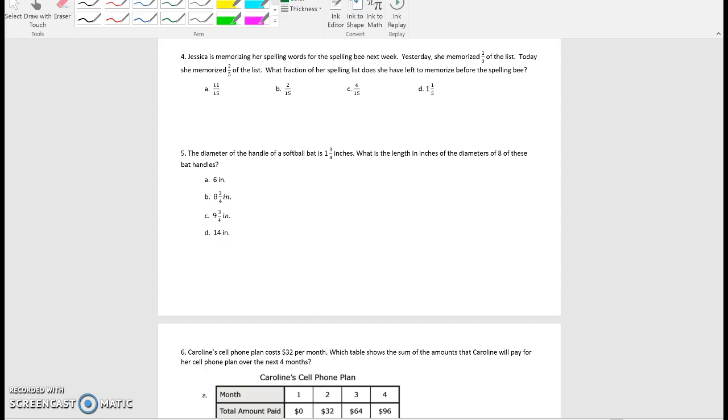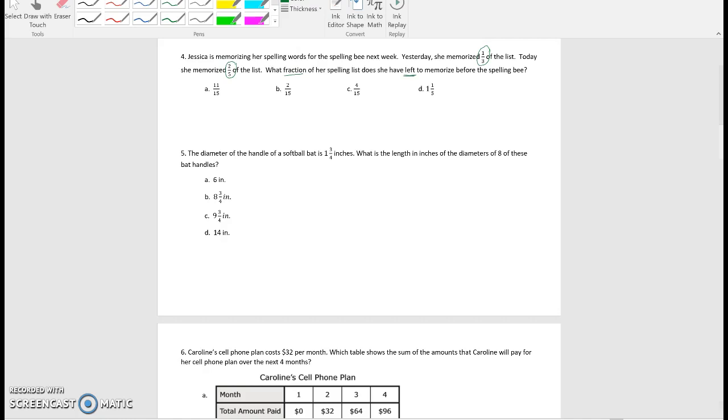Question number 4. Jessica is memorizing her spelling words for the spelling bee next week. Yesterday she memorized 1/3 of the list. Today she memorized 2/5 of the list. What fraction of her spelling list does she have left to memorize before the spelling bee? So she's already memorized 1/3 of it. Today she memorized 2/5. What fraction of her spelling bee does she have left?